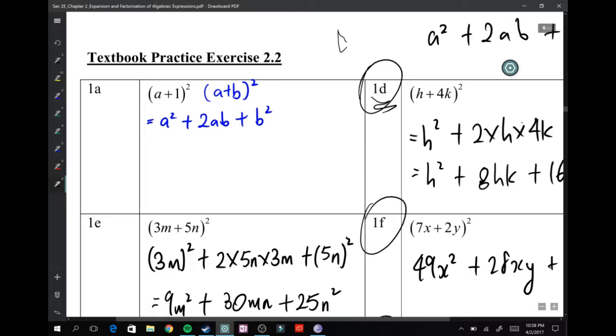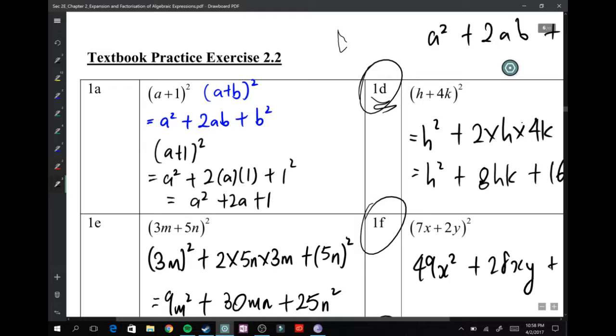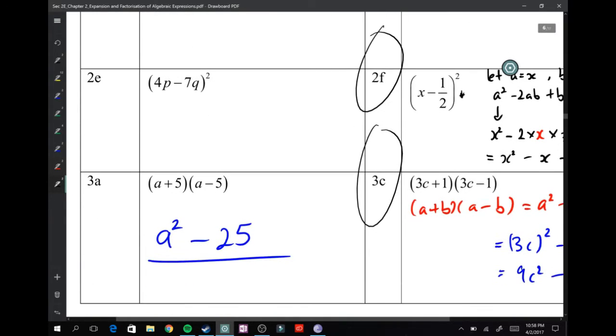Okay, so therefore (a + 1) the whole thing squared is a squared plus 2 times a times 1 plus 1 squared. That will give you a squared plus 2a plus 1. Just use the formula. Same for here.